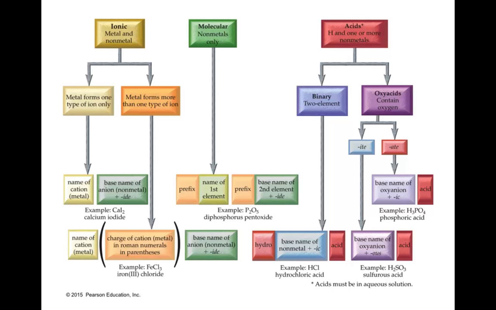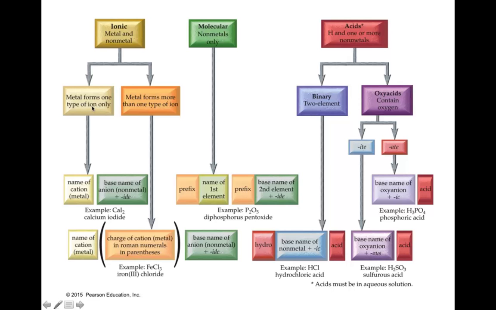So here, basically, we have a huge flow chart to try to summarize the nomenclature of the different compounds. If we have an ionic compound, remember that it is the combination of a metal and a nonmetal, we can have two possibilities. One is a metal that can form just one type of ion, or we can have another type of ionic compound with a metal that can form more than one type of ion.